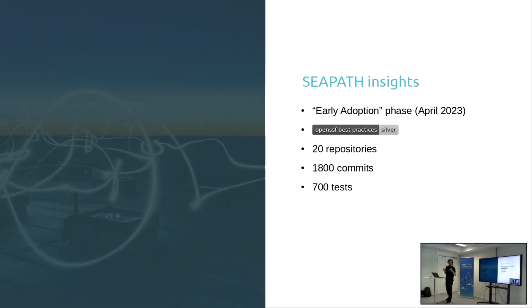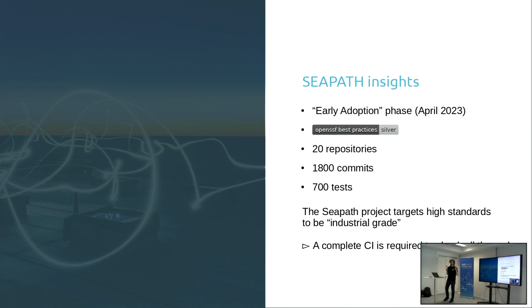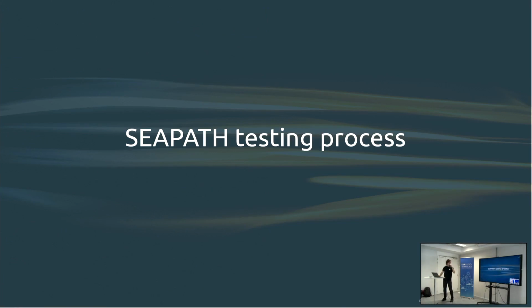SEAPATH today is a project of the LF Energy, which is in an early adoption phase. We meet the silver badge of the OpenSSF best practices. We have 20 repositories, 1,800 commits, and 700 tests that run on the SEAPATH project to ensure that everything runs correctly. And with such a big project, if we want to meet the requirements that I described before, we have to run a complete CI on the project to ensure that every piece of code that we develop meets all standards. And that's the big part I will describe now with the SEAPATH testing project.